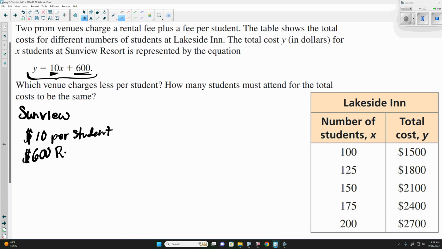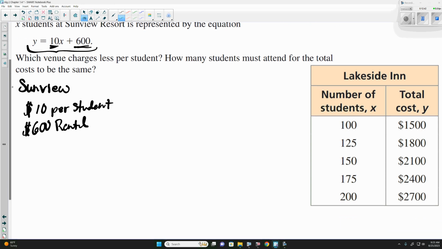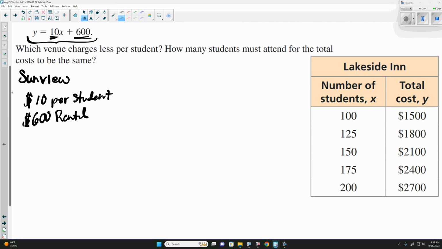is 600, the rental fee. Now, in terms of the equation, our 10 is the slope, and the 600 would be the what? The y-intercept, because we're going to cross the y-axis. Okay, so we have this. Now we need to get the information for Lakeside. Okay, there we go.